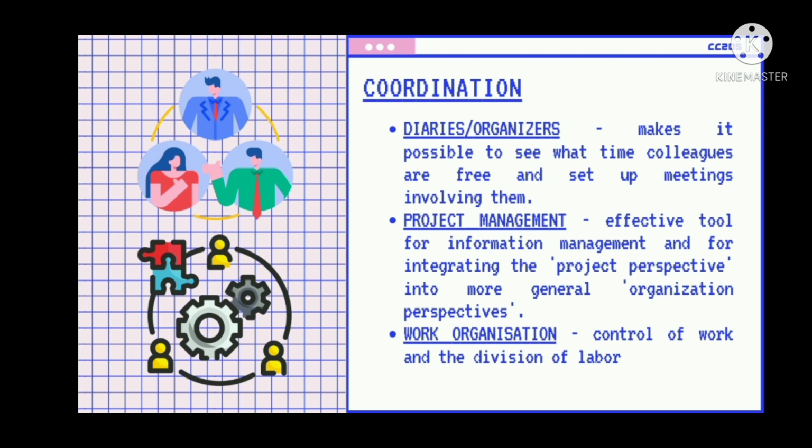Coordination. So, under coordination, we have the following, which is shown in the presentation today. Diaries or organizers. Many internal networks and some mainstream software packages include programs called organizers, which, as well as giving people a place in which to record addresses and phone numbers, allow for various forms of diary management. This can make it possible to see what time colleagues are free and to set up meetings involving them.